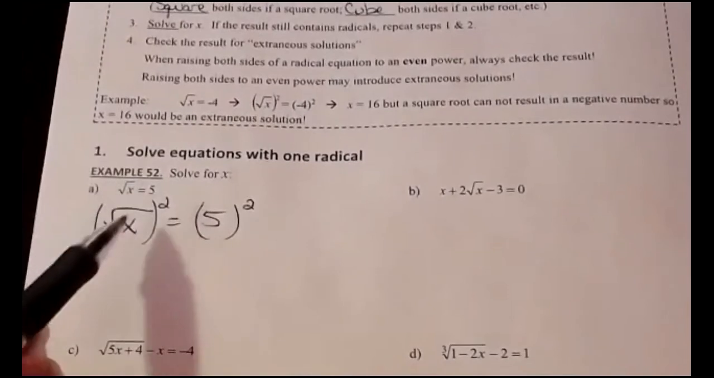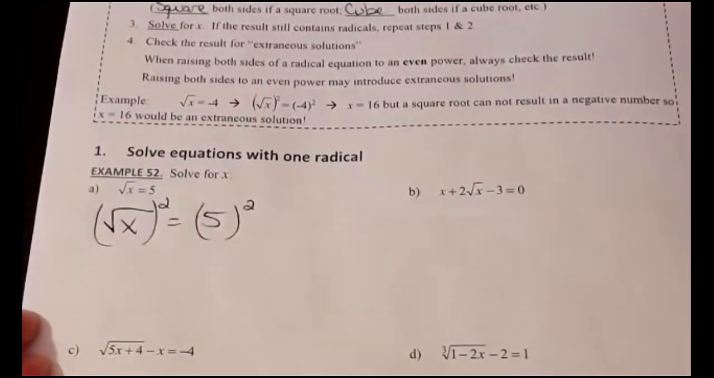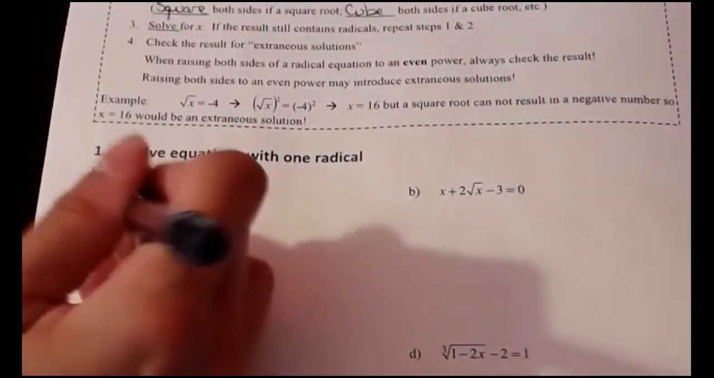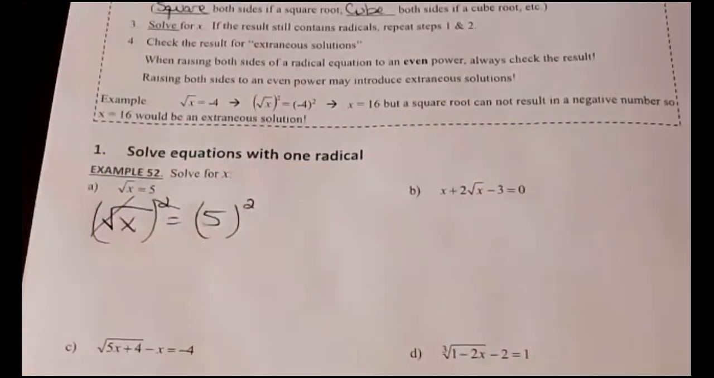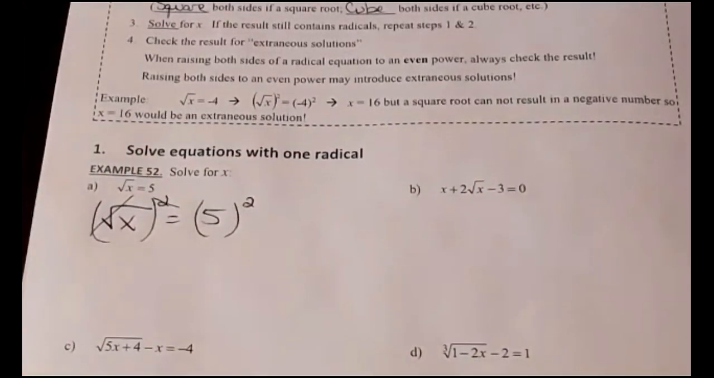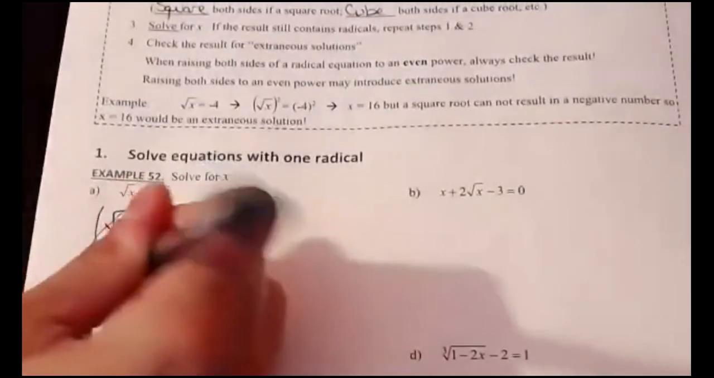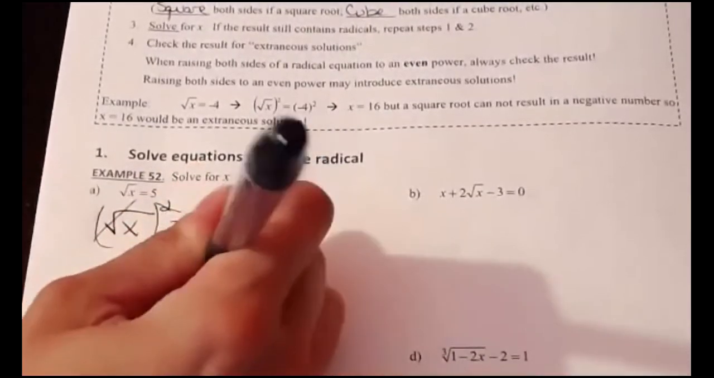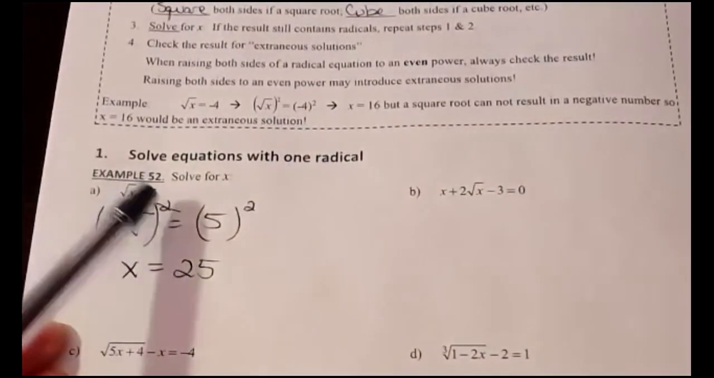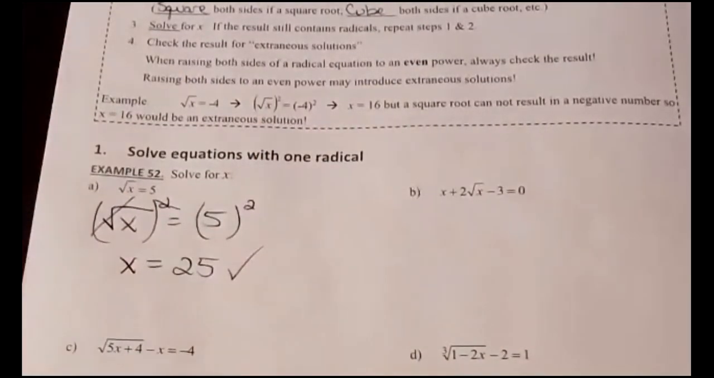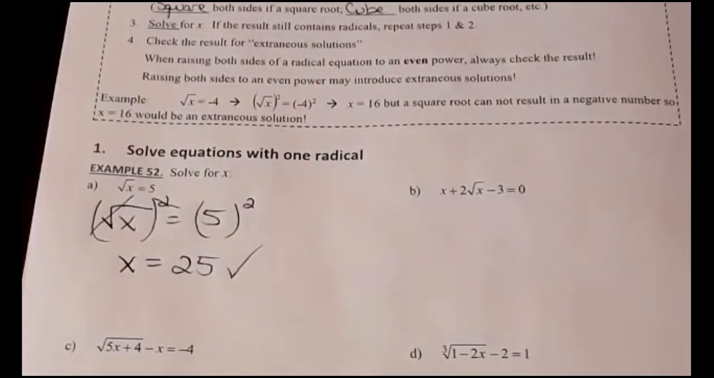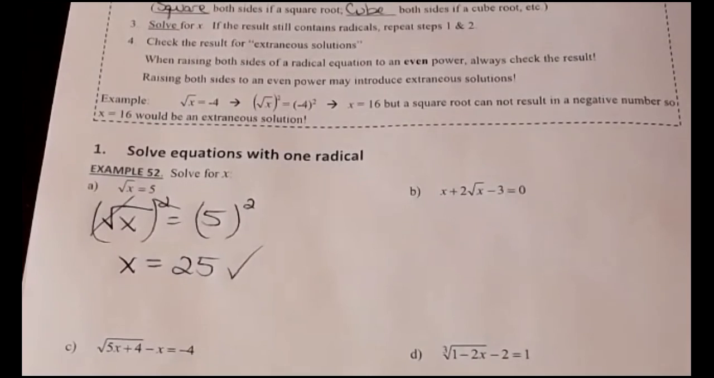The square root of x squared, check out what happens. It's actually really, really cool. The square root and the square cancel each other out just like that. It leaves you with x, and then 5 squared is 25. Double check. Cool, it works. The square root of 25 is 5. I found the answer. What do you think? Not bad, right?